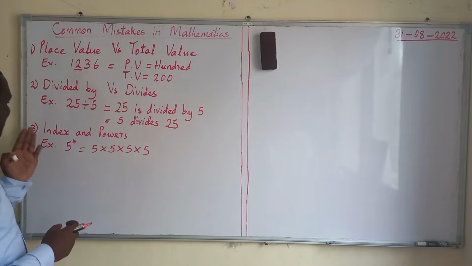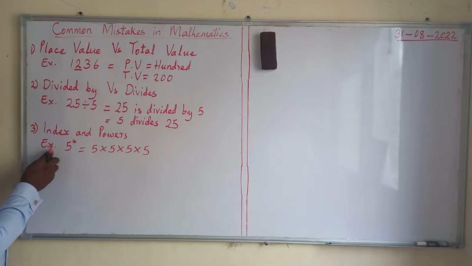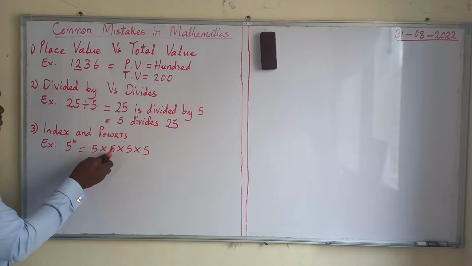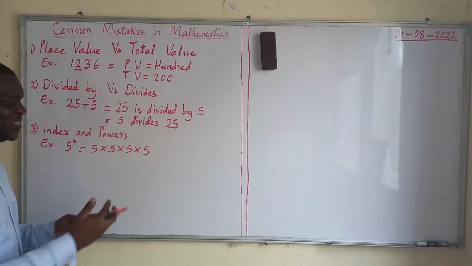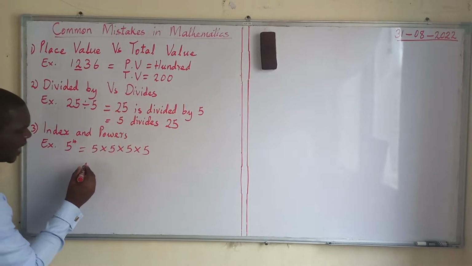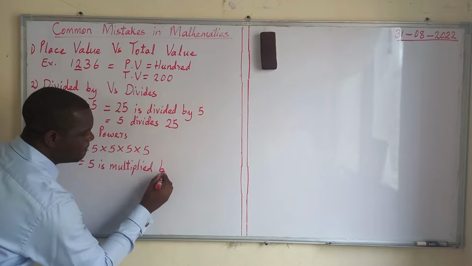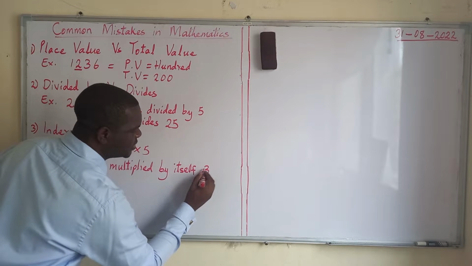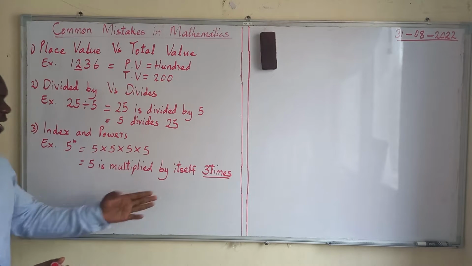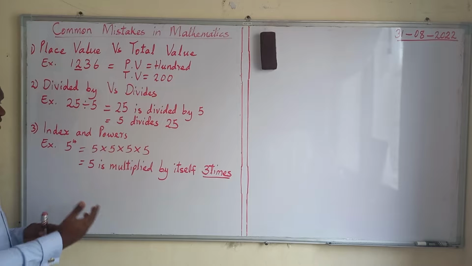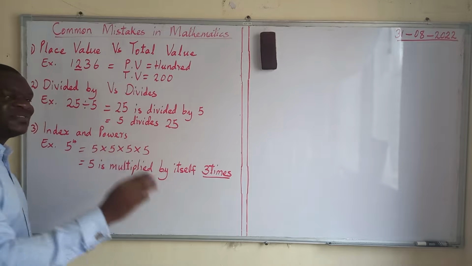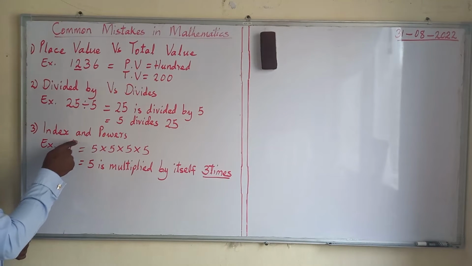Number 3 is on index and powers. This example says 5 to the power 4. It is the same as 5 times 5 times 5 times 5. What do we say here? How do we express this number? We say 5 is multiplied by itself 3 times. Why do I have to emphasize here? Because many a times, some will say 5 is multiplied by itself 4 times. No, 5 is multiplied by itself 3 times. That is the meaning of 5 raised to the power 4.